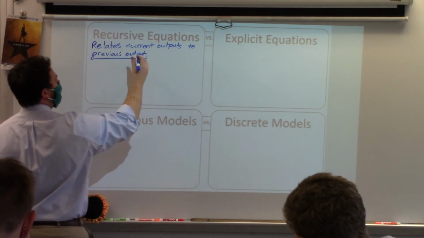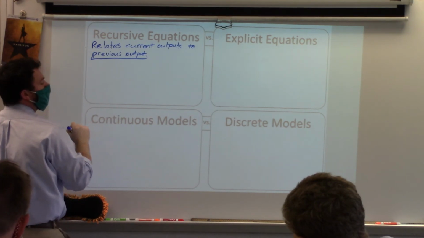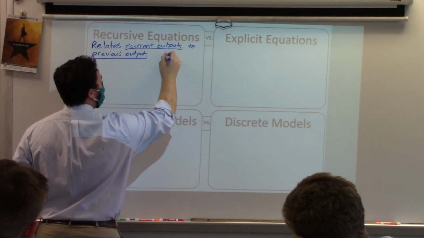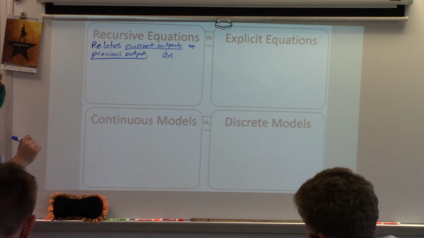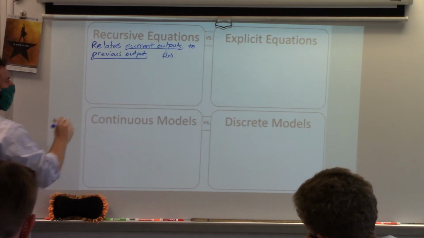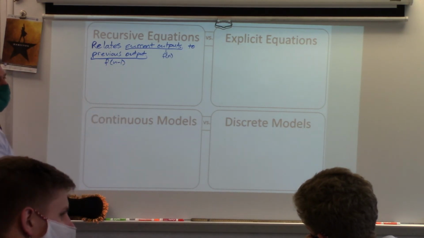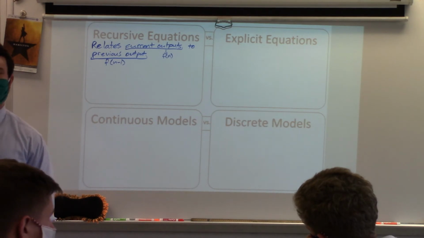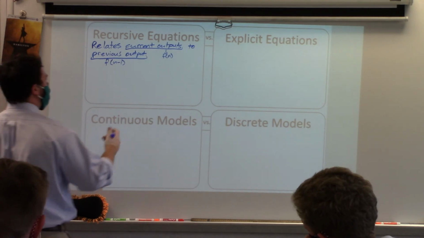Which one's f of n, current or previous? That's the current. Okay, so f of n is the current. And what would the previous be? f of n minus 1, right? Doing the n minus 1 tells me to do 1 before n. When I write a recursive equation, do I just need the current and the previous? Is that it? We always need some kind of starting point.